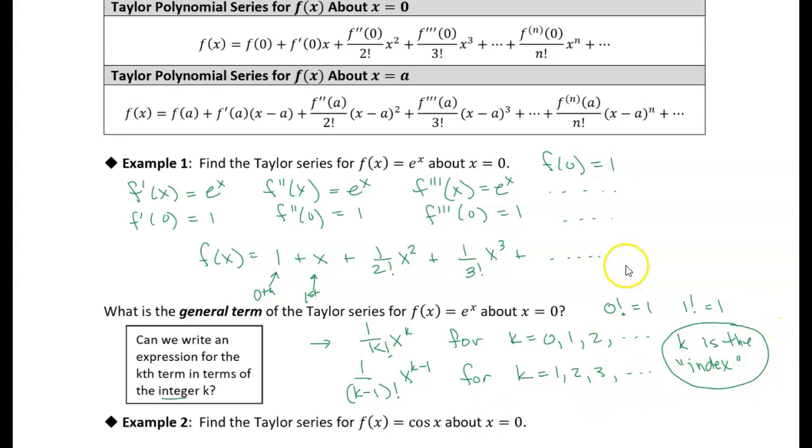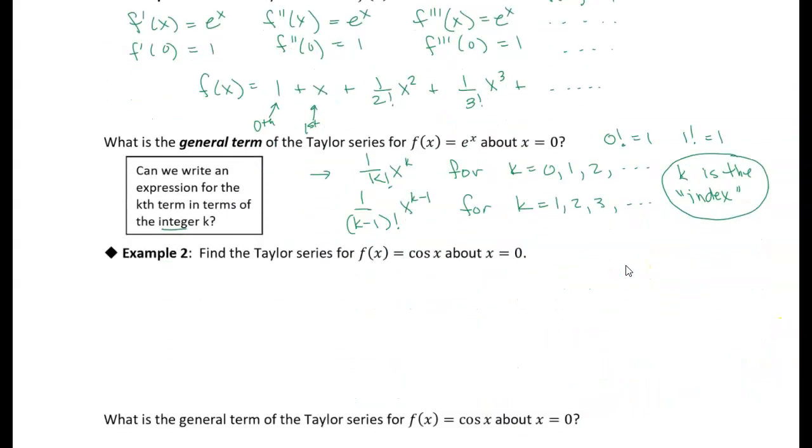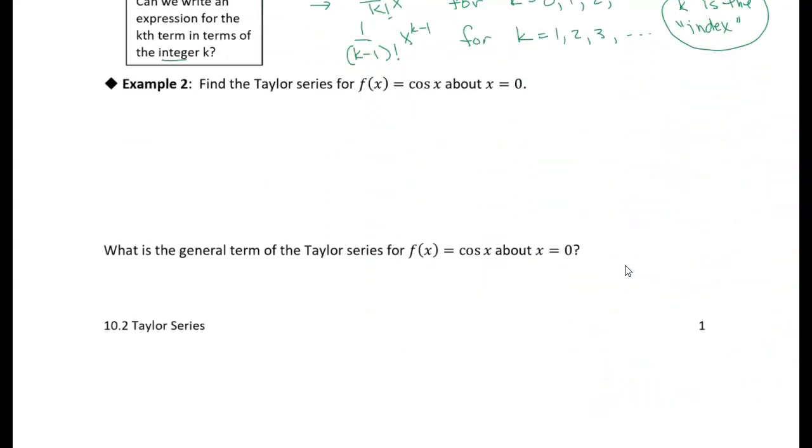Okay, so now we've done e to the x. Let's try a different function to model. Let's take a look at cosine of x, and again come up with the Taylor series about x equals 0 for cosine of x. So f of 0, if we put in 0 to cosine x, we get 1, right?